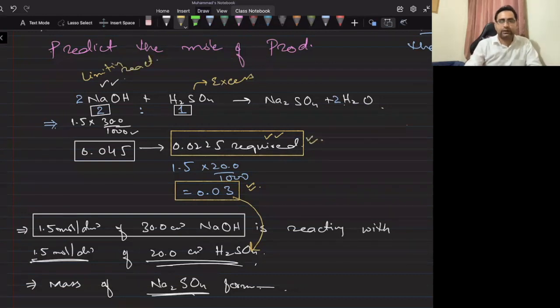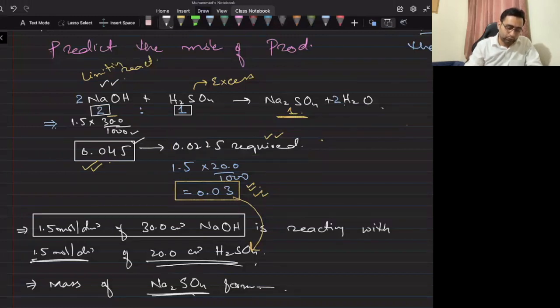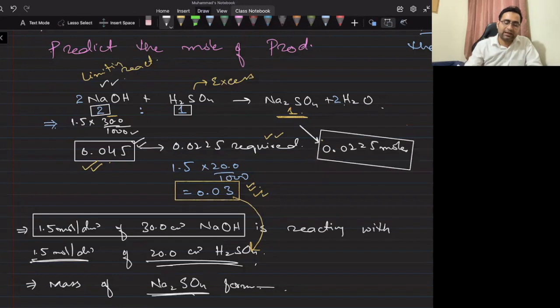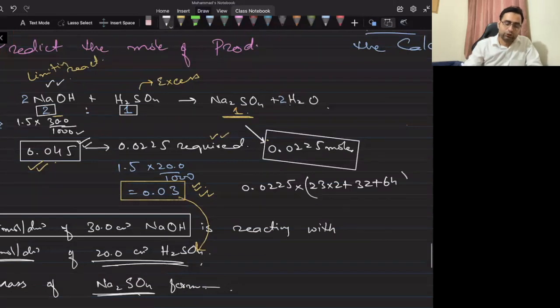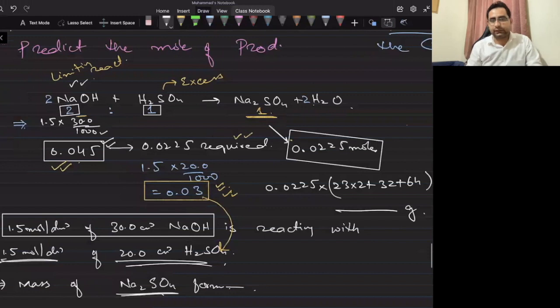Because you need 0.0225 to react completely with the sodium hydroxide, but here you have 0.03, which is more than our requirement. Now you are going to apply molar ratio of NaOH. So what's the ratio between NaOH and sodium sulfate? It's 2:1. So number of mole of sodium sulfate formed will be half of NaOH. So this is going to be 0.0225 mole. If mole is given to you, you can find out mass in gram very easily by multiplying with the MR of sodium sulfate, which is 23 times 2 plus 32 plus 64. So this is the mass in gram of sodium sulfate formed in the reaction.